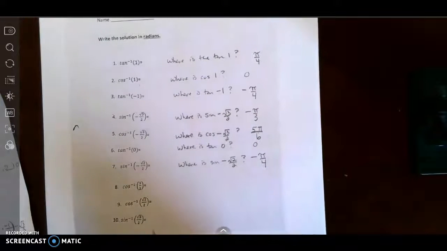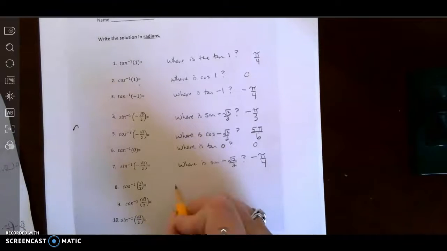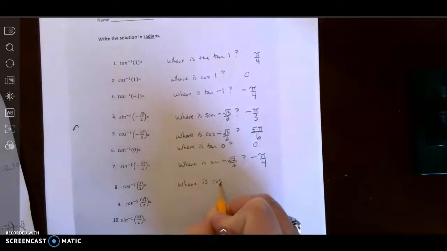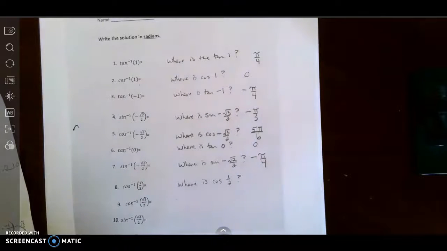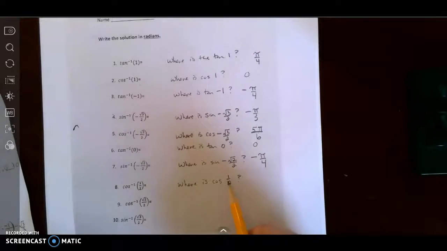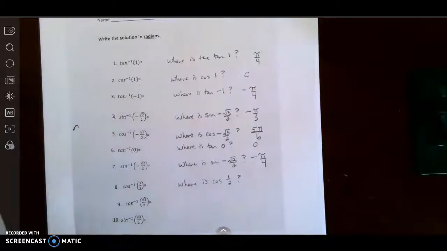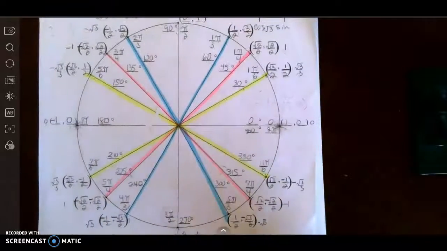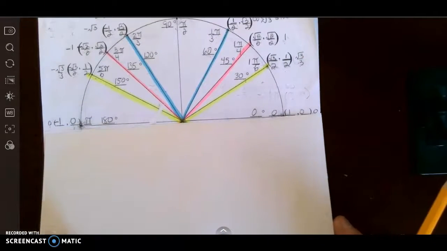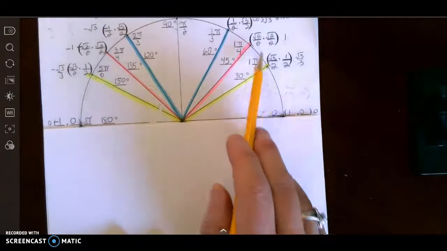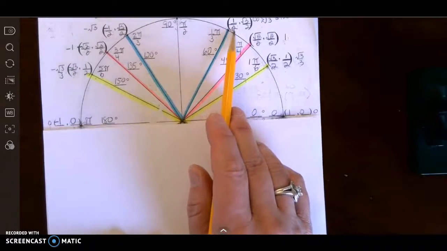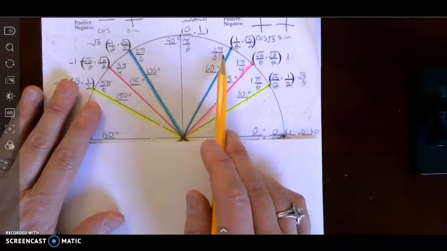Number 8, inverse cosine of a half. So it's asking where is cosine a half. All right, so I go to my unit circle and I look at just the top half because it's inverse. I want an x-coordinate of a half, which happens right there at pi over 3.